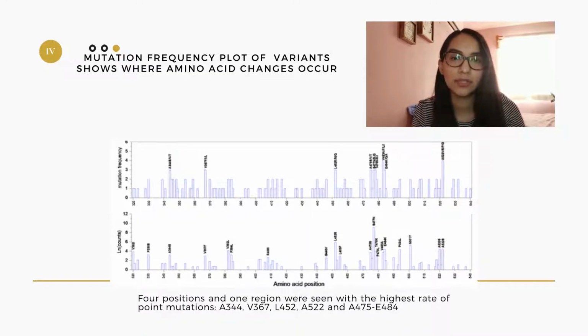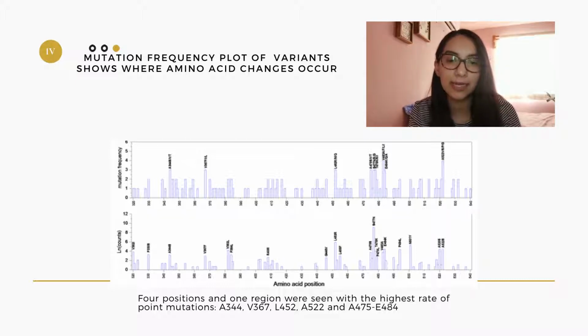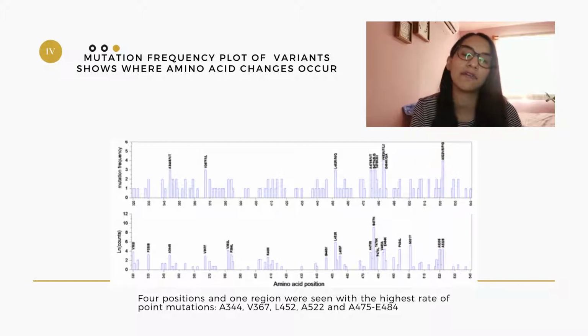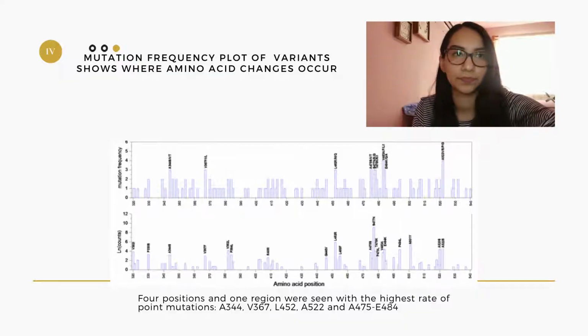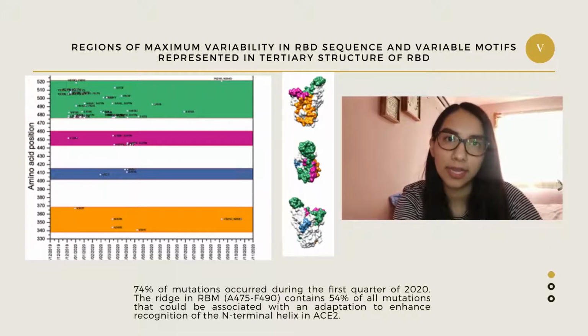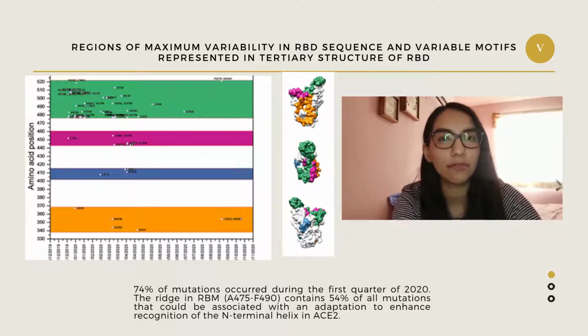Here we can see the mutation frequency plot, which shows where amino acid changes occur. The positions and region with the highest rate of point mutations are A344, B367, L452, A520, and the region A475 to E484. This is a region of maximum variability in RBD sequences, and the variability motifs are represented in the tertiary structure of the RBD.